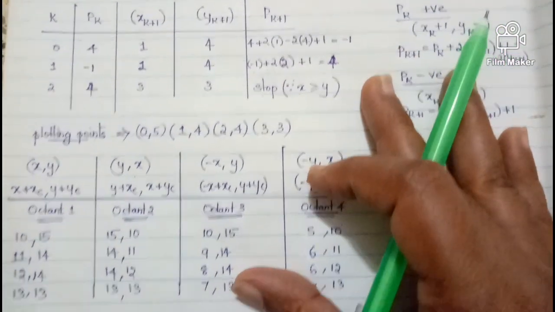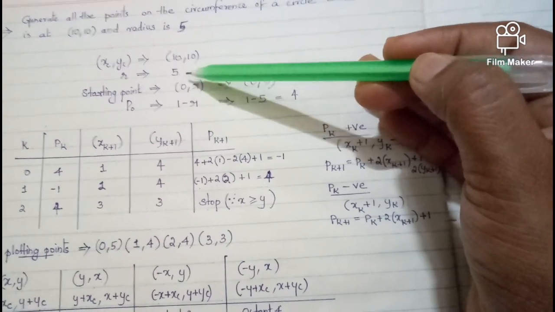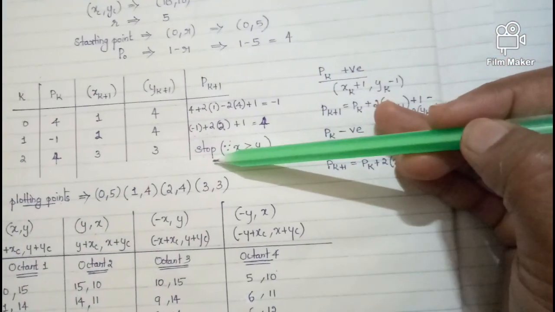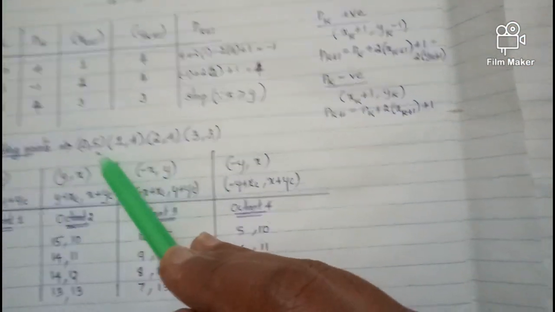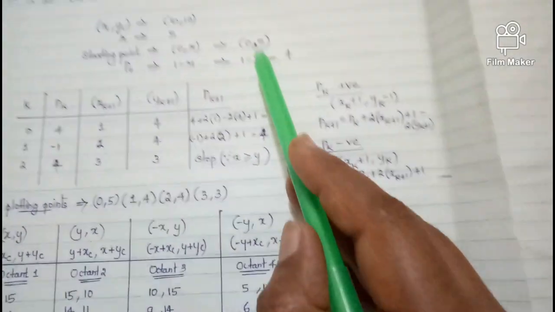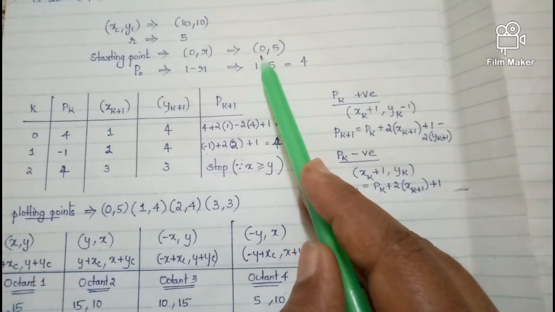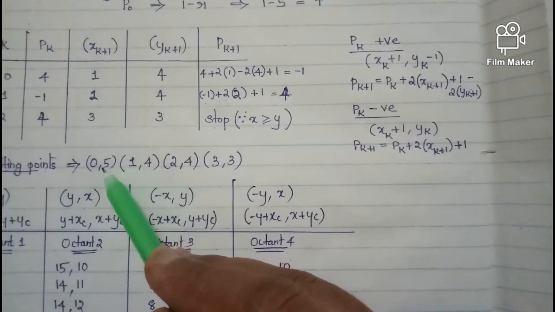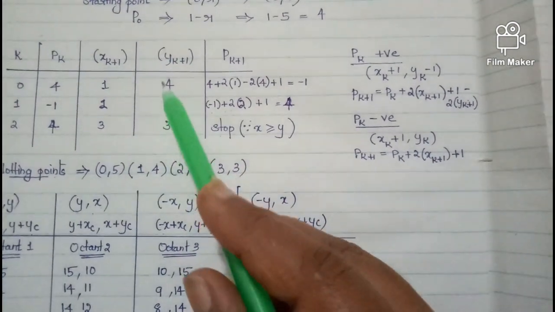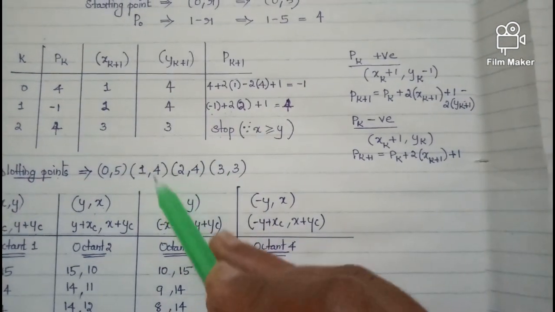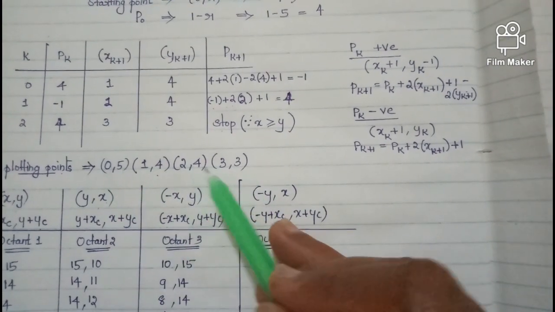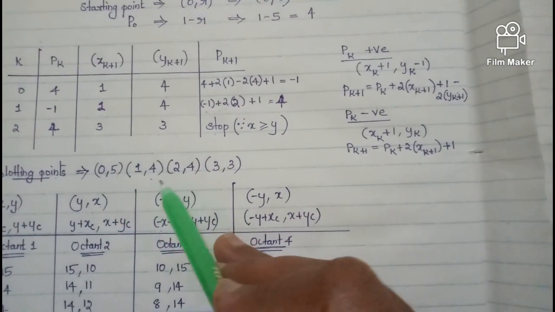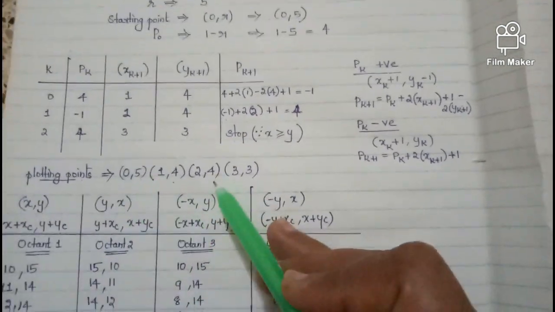Now, according to the algorithm, with the starting point and the value of p0, when the algorithm proceeds and stops at a particular point, you have to identify the plotting points. The plotting points are the starting point, which is 0, 5. Here we have already identified that the starting point is 0, 5. Then all the points identified here: 1, 4; 2, 4; 3, 3. So altogether we have identified 4 different points, from 0, 5 to 3, 3.